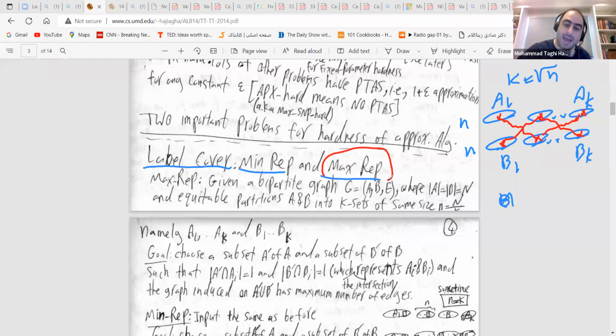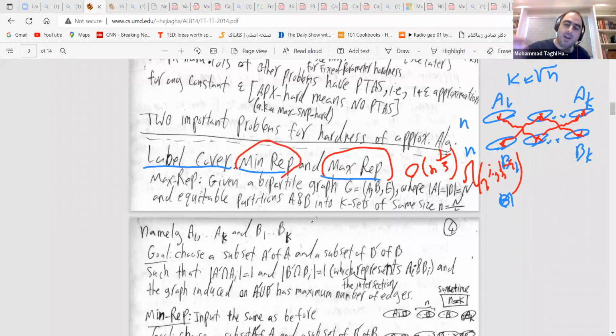And as I mentioned, for max rep, what is the best approximation? The best approximation that we have is n to the 1/3. And the hardness that we have is 2 to the log n to the 1 minus epsilon. There is also a minimization version, min rep.